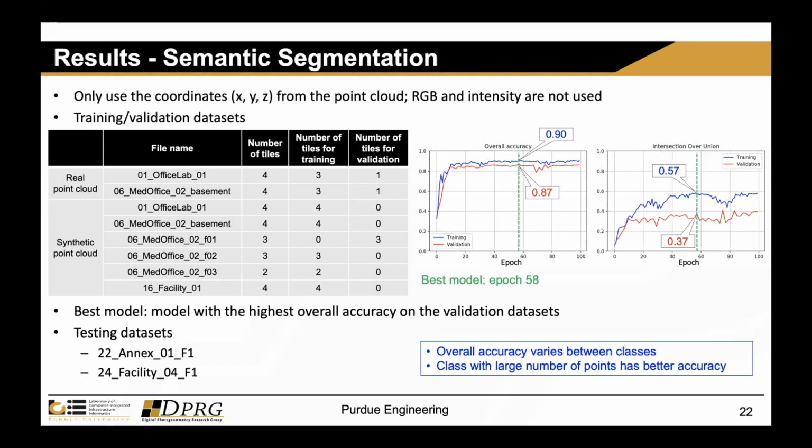Here, one observation we can see is that the accuracy varies across different classes. So classes with a large number of points, like the walls and the ceilings, have better accuracy. But classes with a small number of points, like the stairs, windows, and doors, have lower accuracy. Okay, next slide.